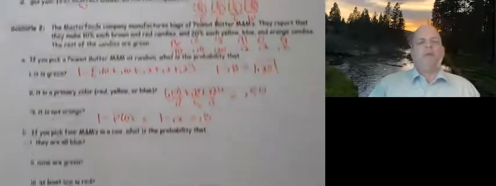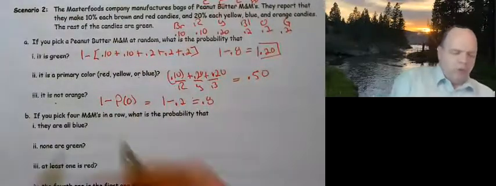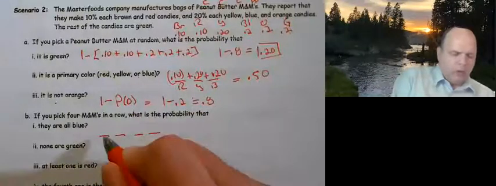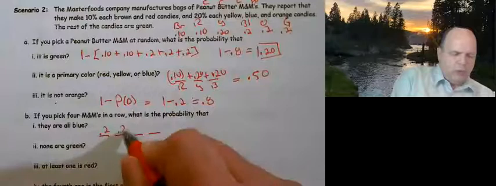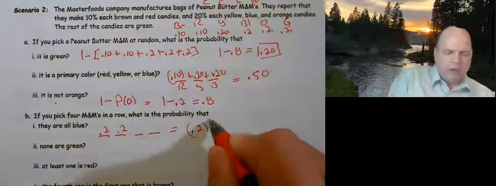If you pick 4 M&Ms in a row, what's the probability they are all blue? So once again, we have 4 blanks, 1, 2, 3, 4, 0.2, 0.2, and like I said, I usually get to the second one, and I'm pretty smart at that point. So 0.2 to the 4th.